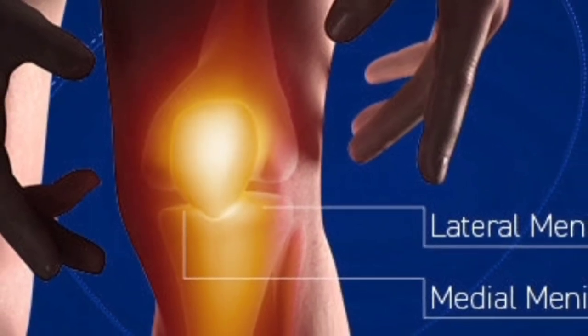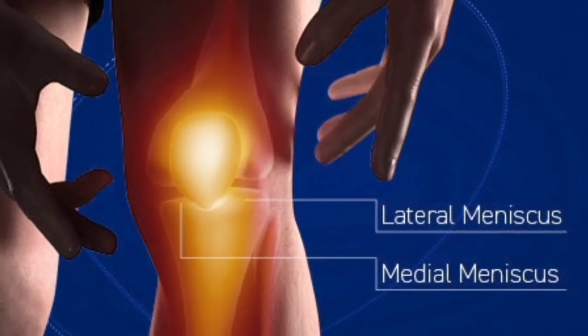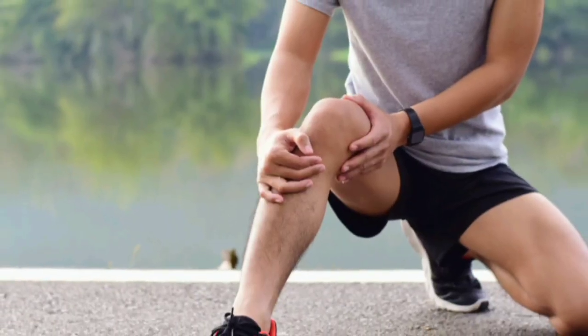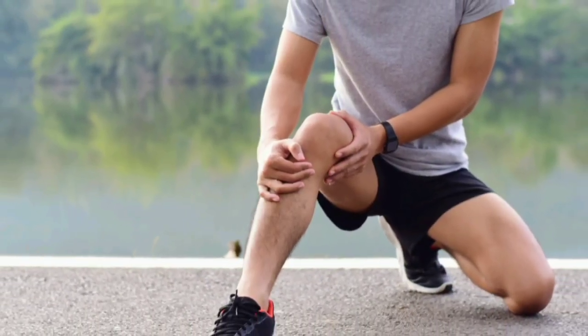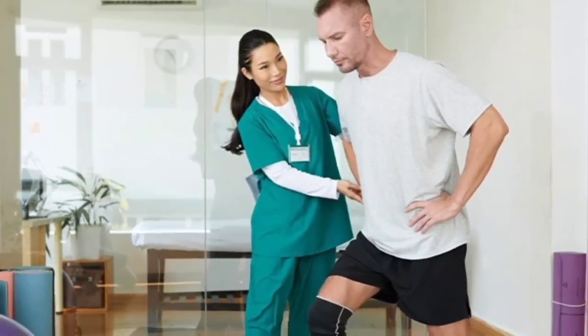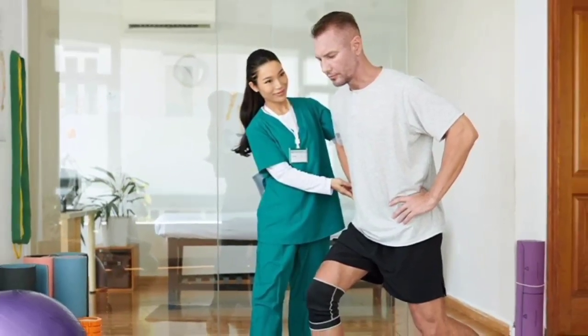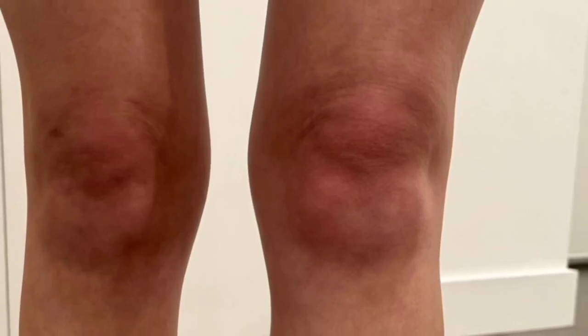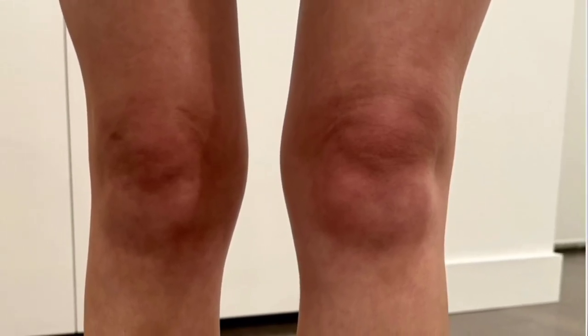And now physical therapy and recovery. Here is a comprehensive exercise plan for meniscus injuries. Level 1, early stage rehabilitation. Focus on mobility and pain reduction. The goal here is to reduce swelling, restore mobility, and prevent muscle atrophy.